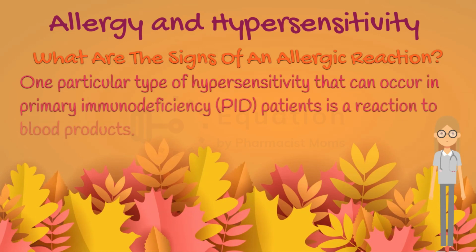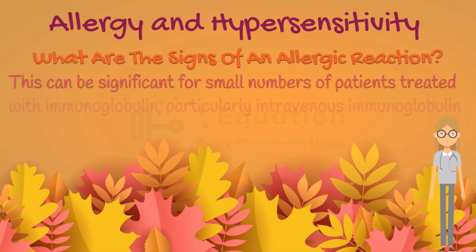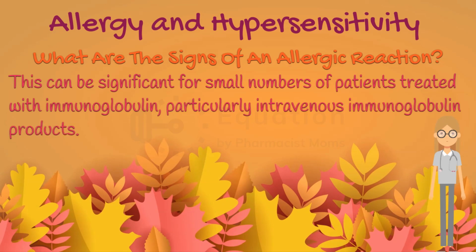One particular type of hypersensitivity, that can occur in primary immunodeficiency, or PID patients, is a reaction to blood products. This can be significant for small numbers of patients treated with immunoglobulin, particularly intravenous immunoglobulin products.